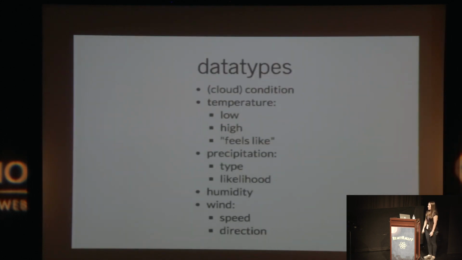And here's a small list of common types of weather data, just to prove to you that there's a lot of stuff here. So there's things like cloud condition, high and low temperature, and you can have actual highs and lows or predicted highs and lows, the feels like temperature, precipitation, so the type, snow, rain, the likelihood, humidity, wind speed, and direction. These are all possible candidates for display and visualization, and I'm, of course, even leaving out stuff like barometric pressure, etc.